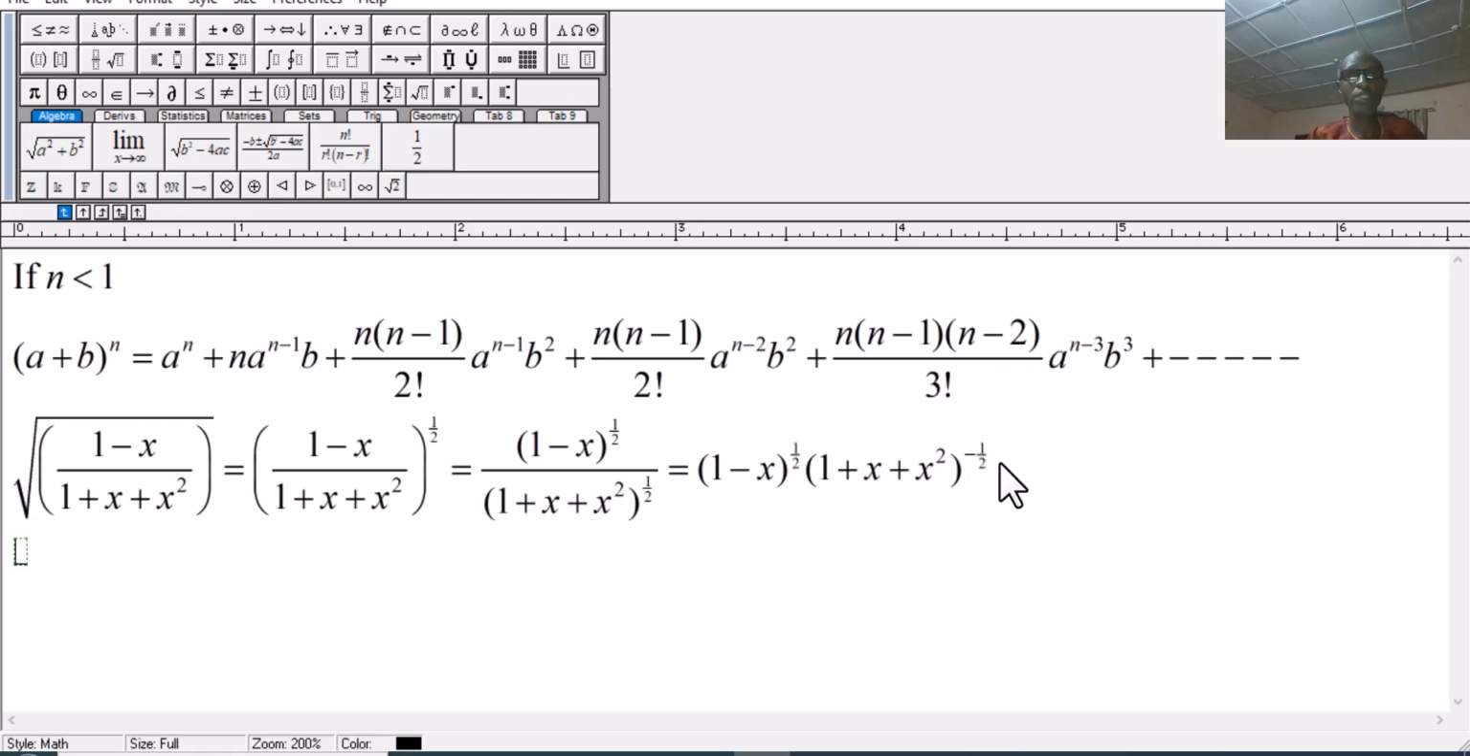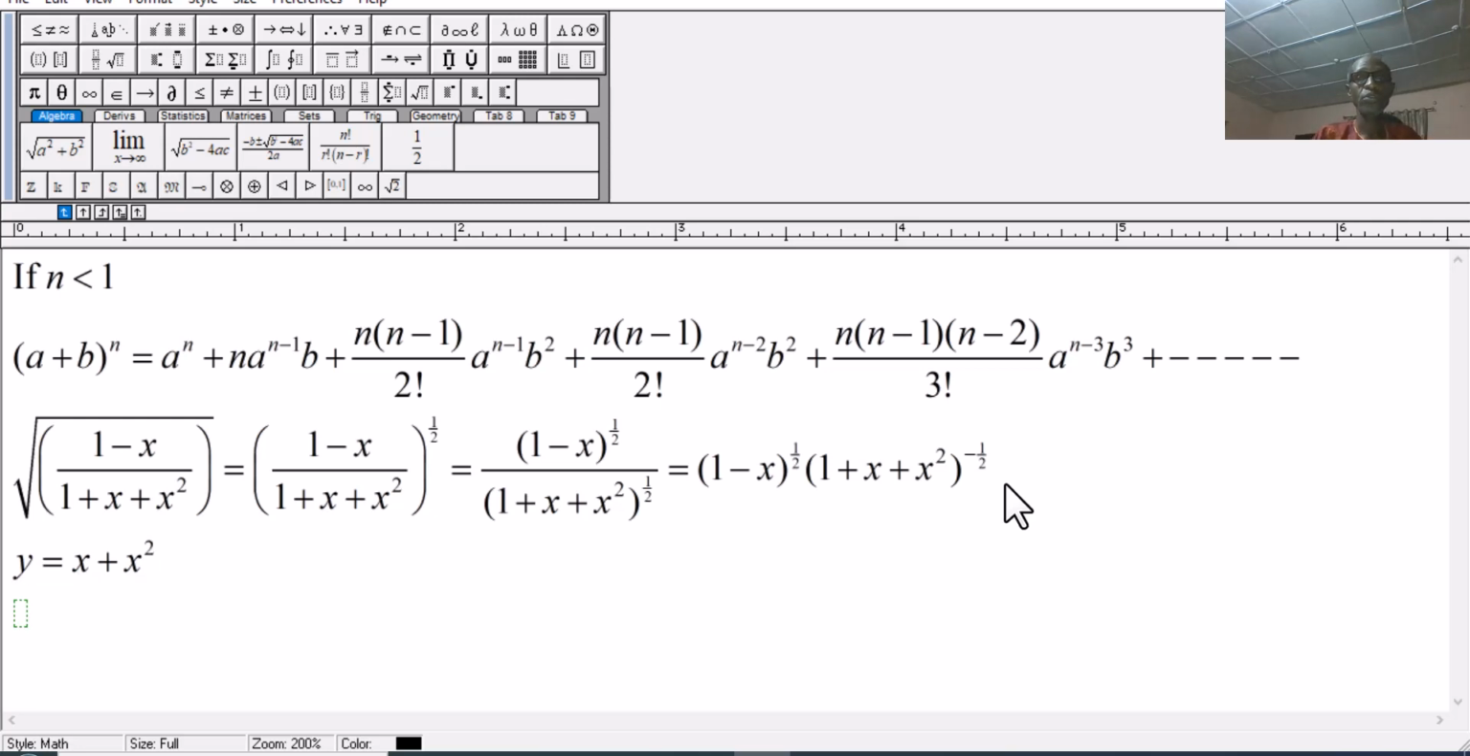Since we are dealing with a binomial problem, binomial means we are expanding two different terms. In this case, we now have a trinomial: 1, x, and x squared. That's the third term, so we find a way of reducing it. We can write this as: let y be equal to x plus x squared. So this is what we have.